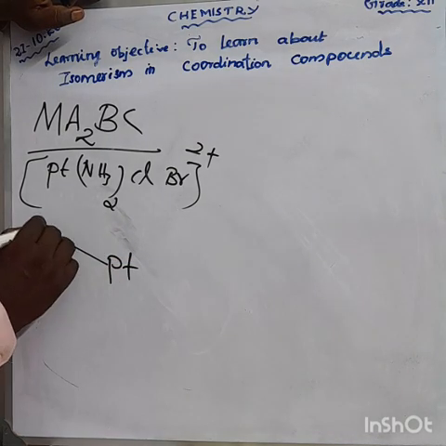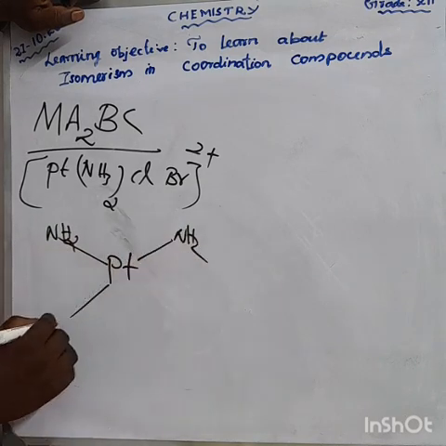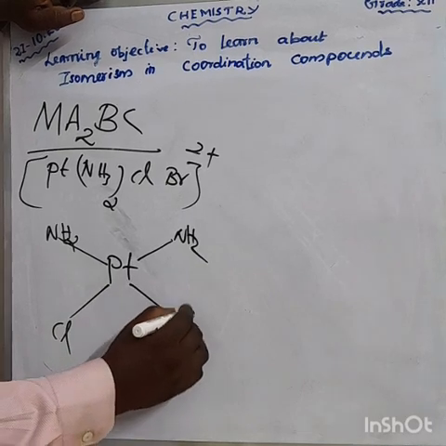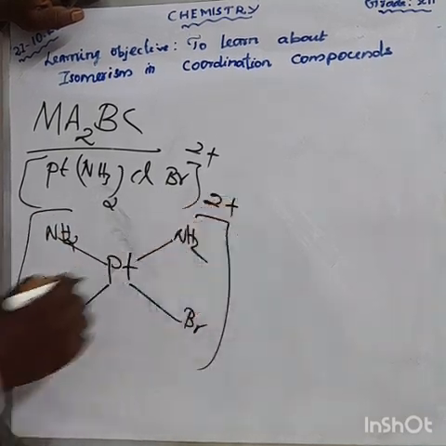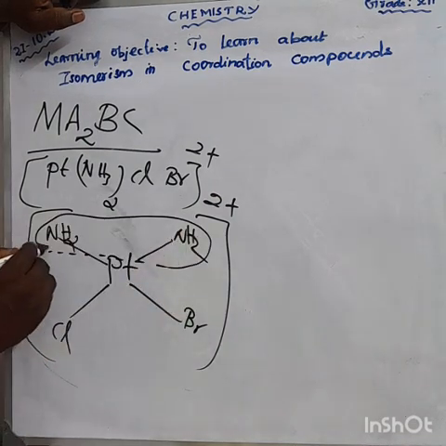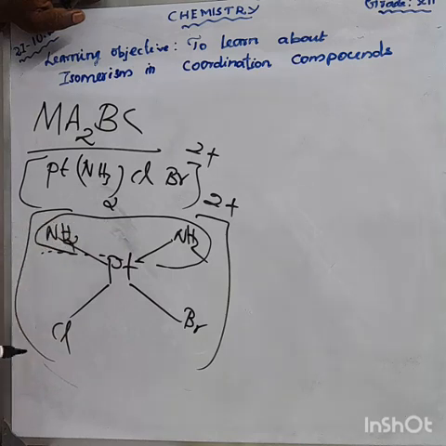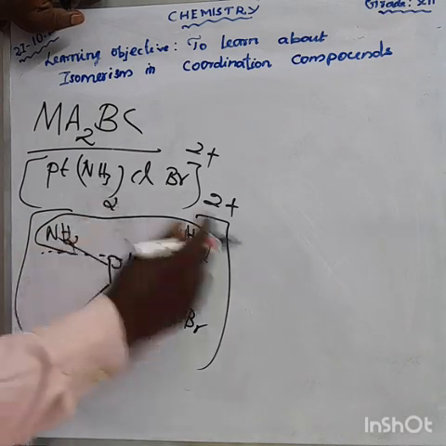Pt, NH3, on one side we have chlorine and on the other side Br. The entire complex is 2 plus. The similar groups lie on the same side. Similar groups lying on the same side means what? Cis isomer.